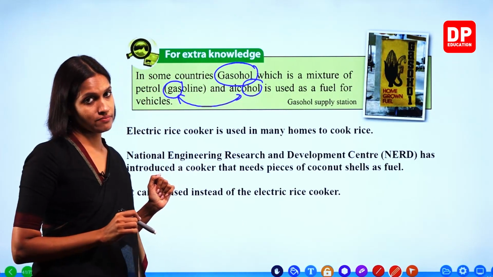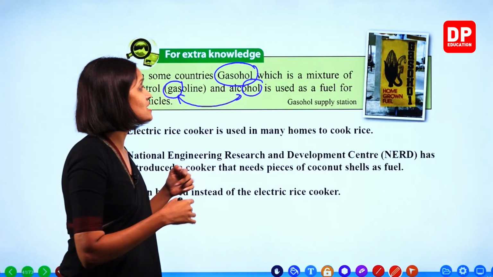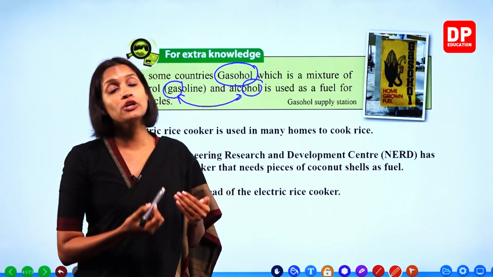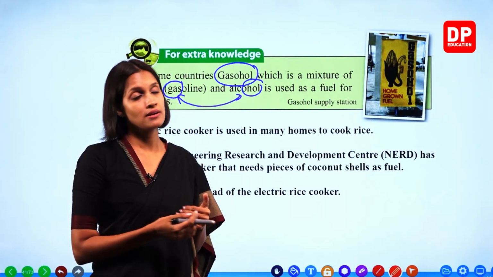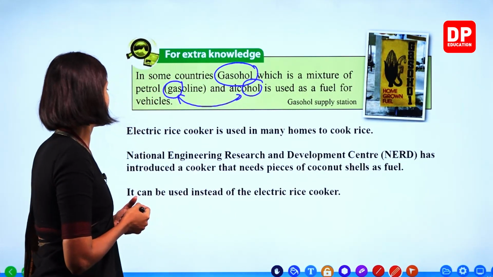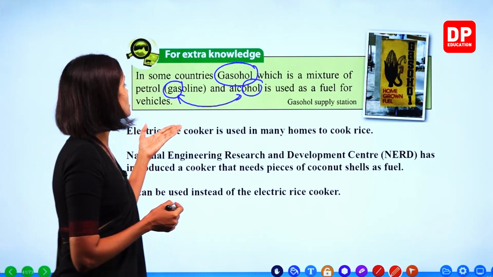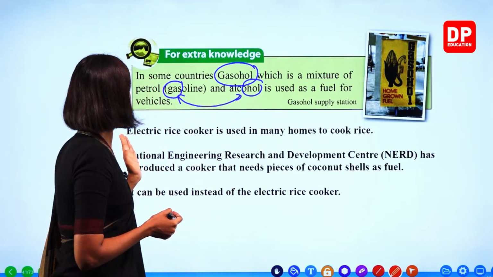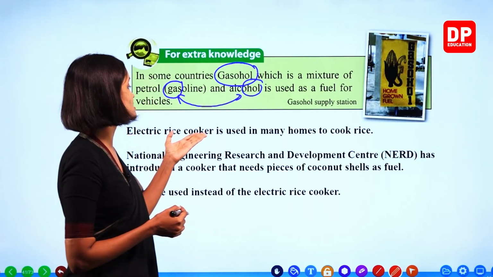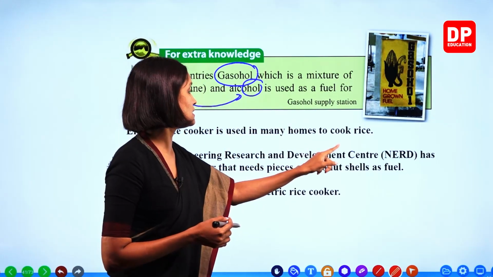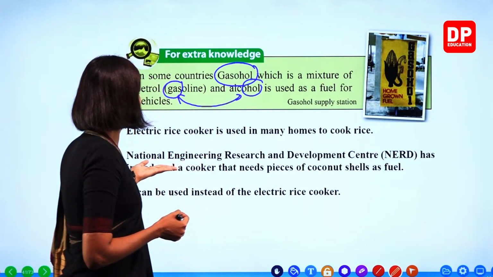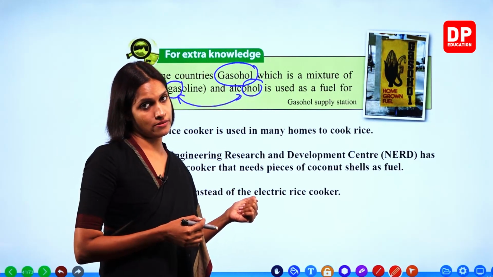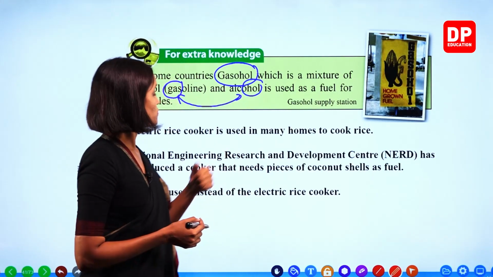for vehicles. Right? Some scientists are still experimenting with different types of new fuels, biofuels. Right, children? Okay. So an electric rice cooker is used in many homes to cook rice. The National Engineering Research and Development Center, or NERD, has introduced a cooker that needs pieces of coconut shells as fuel here.